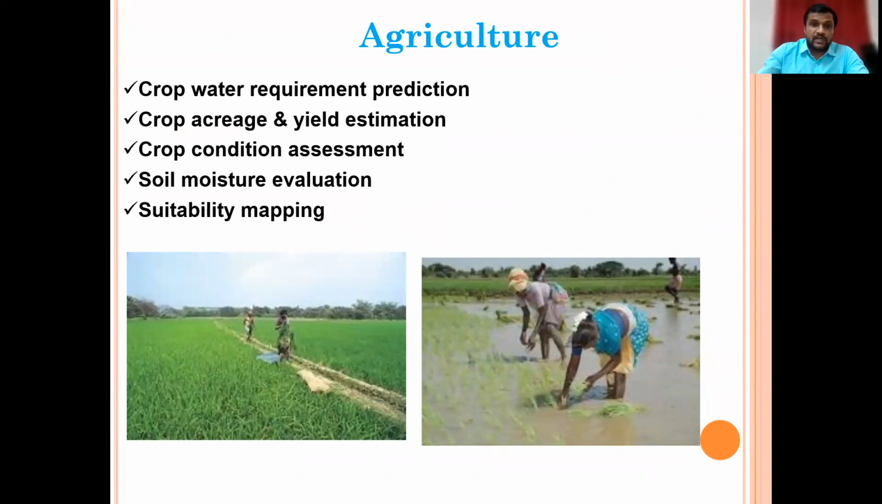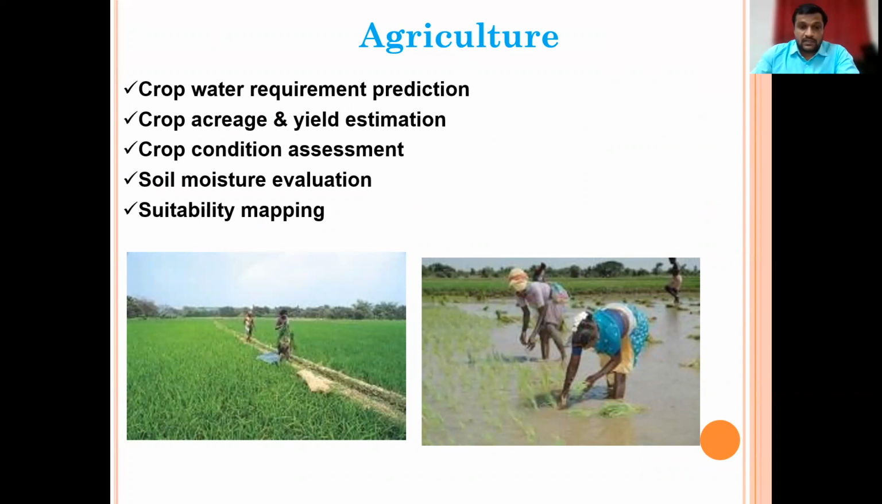Agriculture. Remote sensing and GIS approach can be used for agricultural applications, including crop acreage. We can also estimate the yield. Then we can analyze the soil moisture using active remote sensing datasets. We can also go for the mapping of suitable land cover maps, which is very useful for agricultural practices, planning, and mitigation strategies.